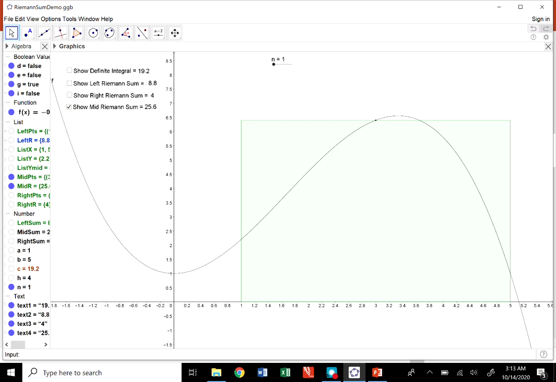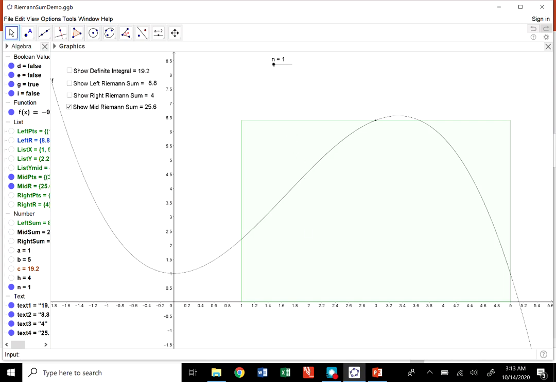Our interval is 1 to 5, and the width of the rectangle is 1 to 5. However, the height would be whatever is the value of the function at the midpoint of this interval. 1 to 5, the midpoint is 3, so f of 3 is the height of the rectangle. Whoa, this is a lot better, it appears.